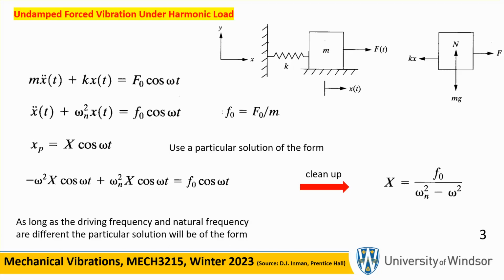Okay. Now, this solution is fine as long as omega and omega n are not the same. In other words, as long as the driving frequency omega of this force on the right hand side is not the same as the natural frequency. If they are the same, you're in trouble. We'll get to that later on. Okay.